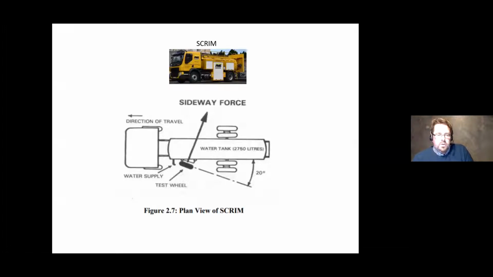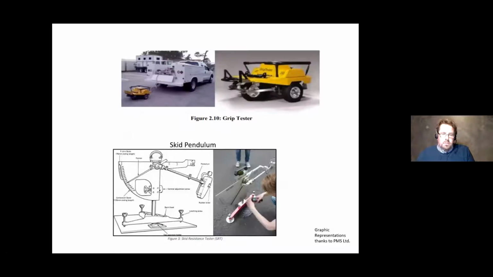A jet of water is squirted out in front of a wheel, which is traveling at 20 degrees to the direction of travel. So that wheel is constantly trying to correct itself, constantly trying to move forward. And by measuring those corrective forces, you can determine the grip on the road. There are other ways of determining grip, using, say, a grip tester, or getting down on your knees and using a skid pendulum. These have been kind of phased out, but they are still in use on some network routes. The skid pendulum is frequently used for post-construction testing, so be conscious of that if you need to have testing carried out.